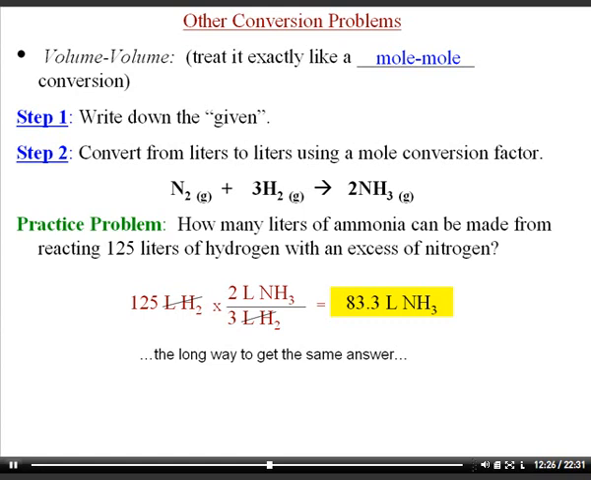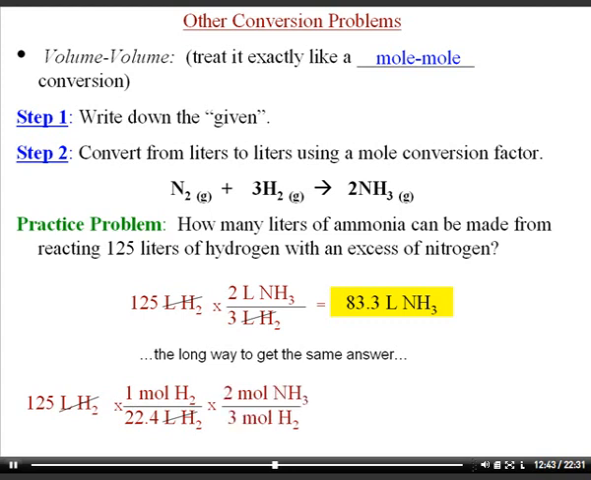Now, here's the long way to get the same answer. If somebody didn't recognize that volume-volume was a 1-step problem, you could do it in 3 steps. You would set up your little times line, convert liters to moles, it's 22.4 liters on bottom, 1 mole on top. Your middle ratio is still going to be 2 on the top and 3 on the bottom. And then your last ratio, you're going to go from moles to liters. So again, you'll use 1 mole on bottom all the time for the 3rd step, and you're going to be using 22.4 liters on top again.